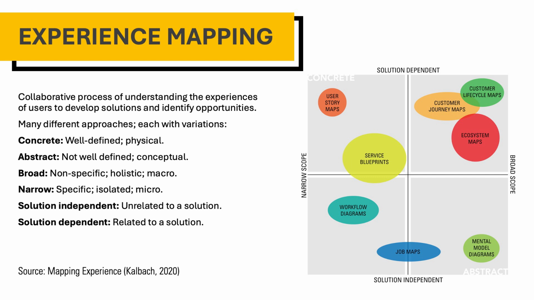This diagram outlines some of the common user experience mapping approaches and how they're defined. On the top quadrants, we have concrete, which are well-defined problems and relate to the physical. On the bottom quadrants is abstract, which are not well-defined problems and relate to the conceptual. On the right quadrants is broad scope, which relates to non-specific problems or contexts, and to gain a holistic understanding and a macro view of something. On the left quadrant is narrow, which relates to very specific problems and context to gain an isolated understanding and micro view.